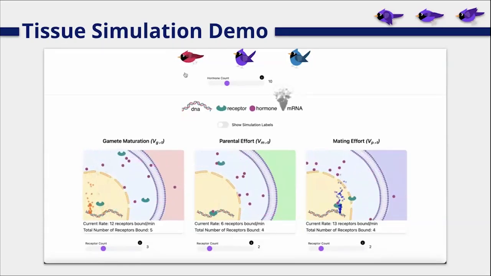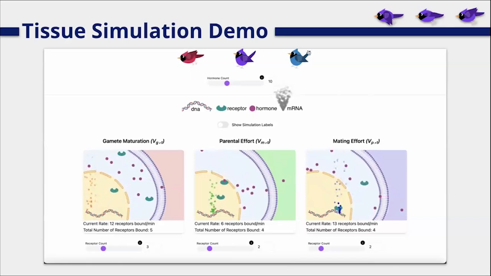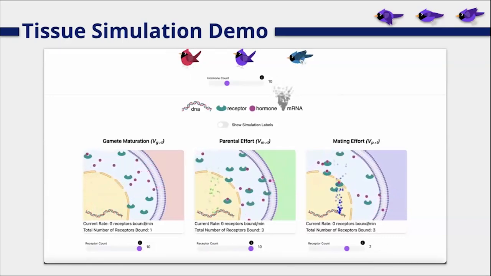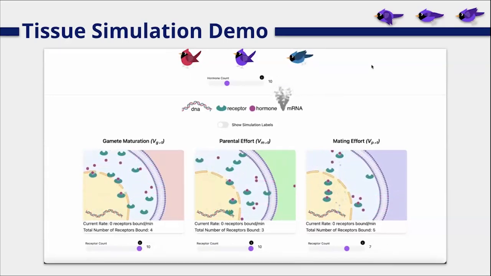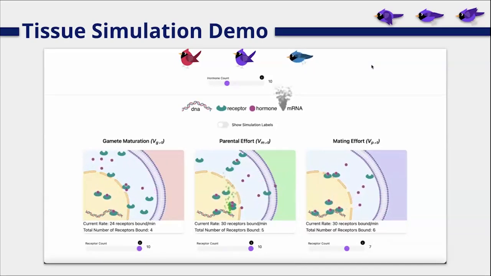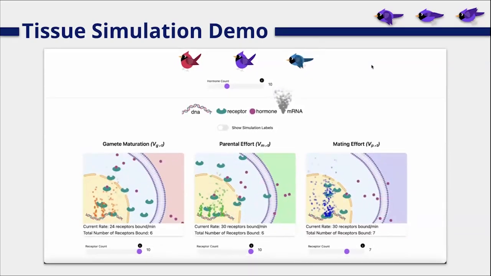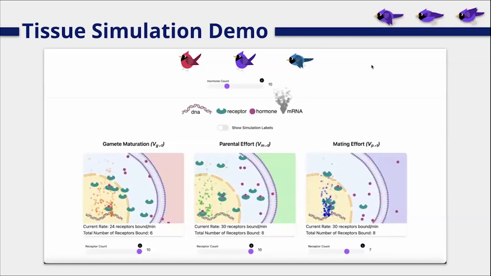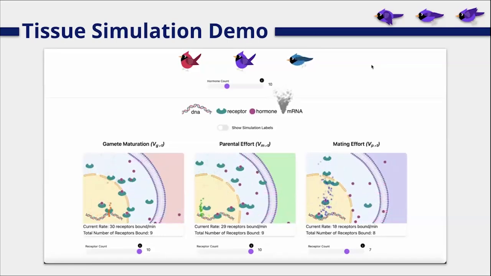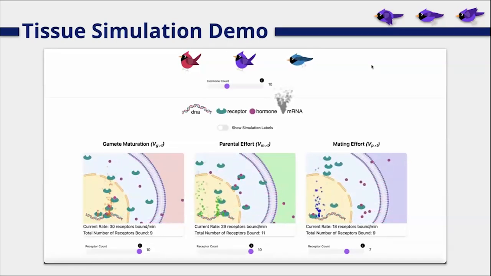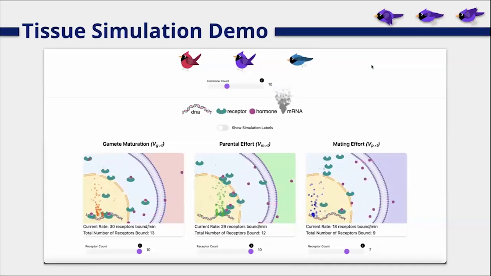If I wanted to take these observations and compare it to a bird with a higher tissue sensitivity, I can go ahead and click on that bird and it repopulates the canvases with new amounts of receptors. There we can see, if we're comparing it to what we just saw before, a lot more mRNA is being produced, and the current rates and total numbers of receptors bound is also increased.